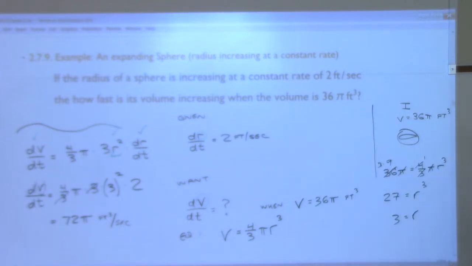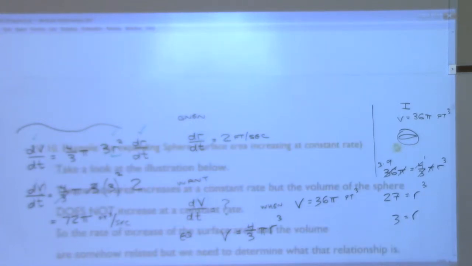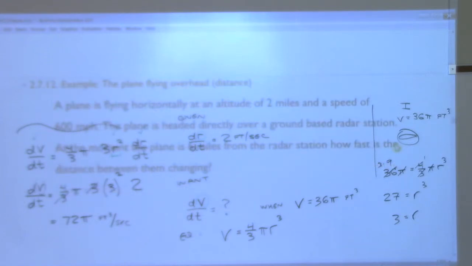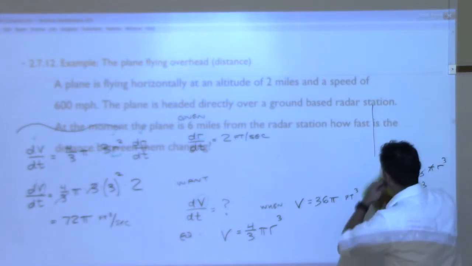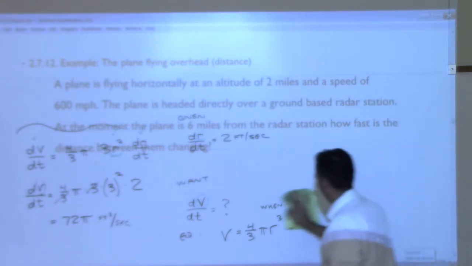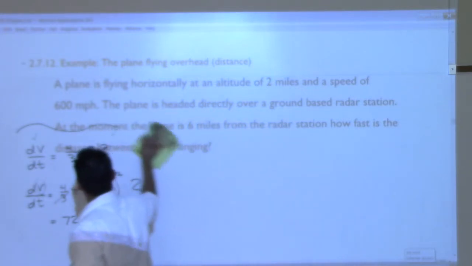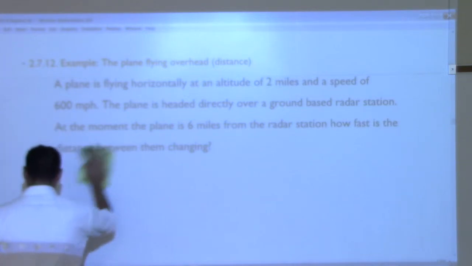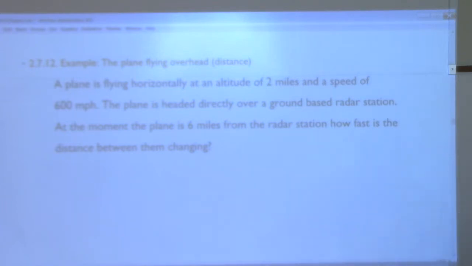You ready for something else? This is a classic problem. Take a moment to read it.